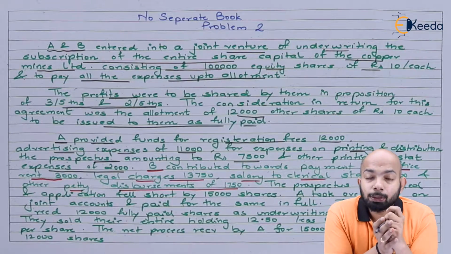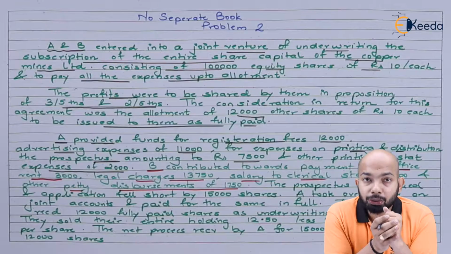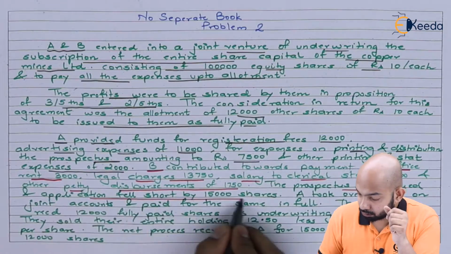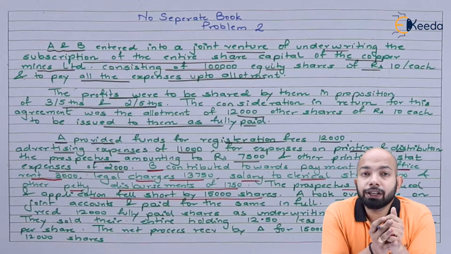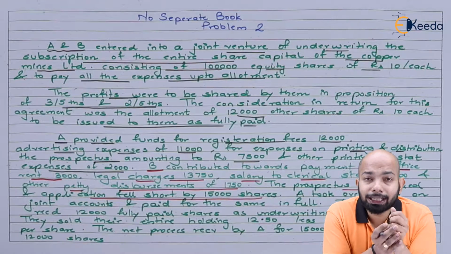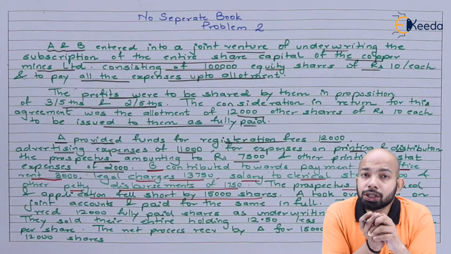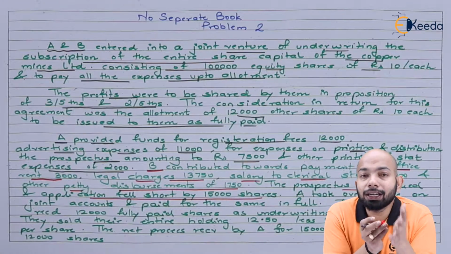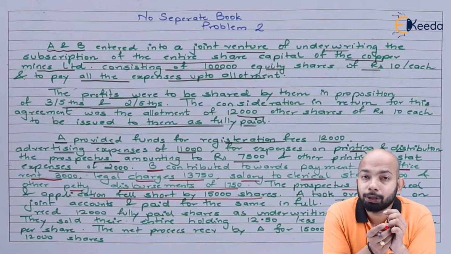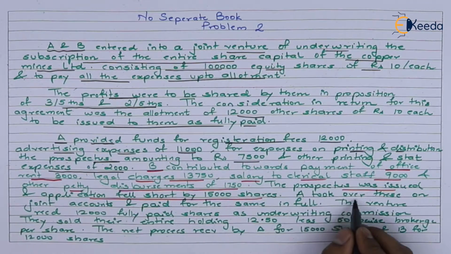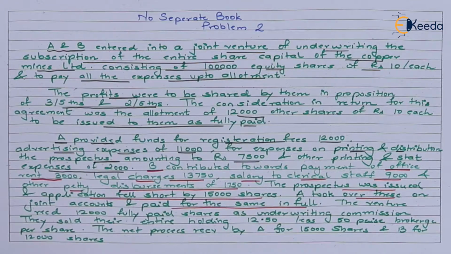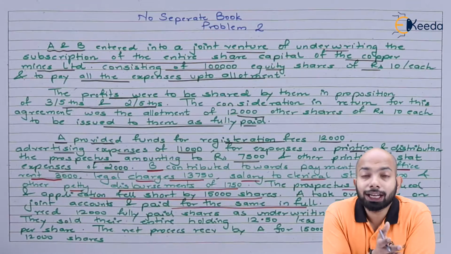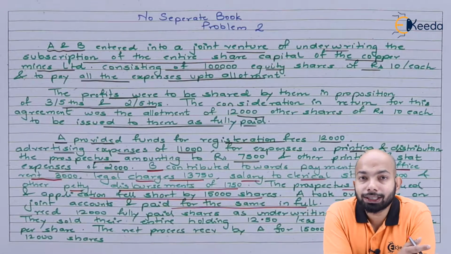So once these expenses were taken care of, the prospectus was issued. However, the applications fell short by 15,000 shares. That means a total of only 85,000 shares came in, the remaining 15,000 didn't come in at all. That means there was an undersubscription here. That's when the underwriters come into the picture. Whatever quantity of shares was falling short, A took all of that over and paid for the same in full.